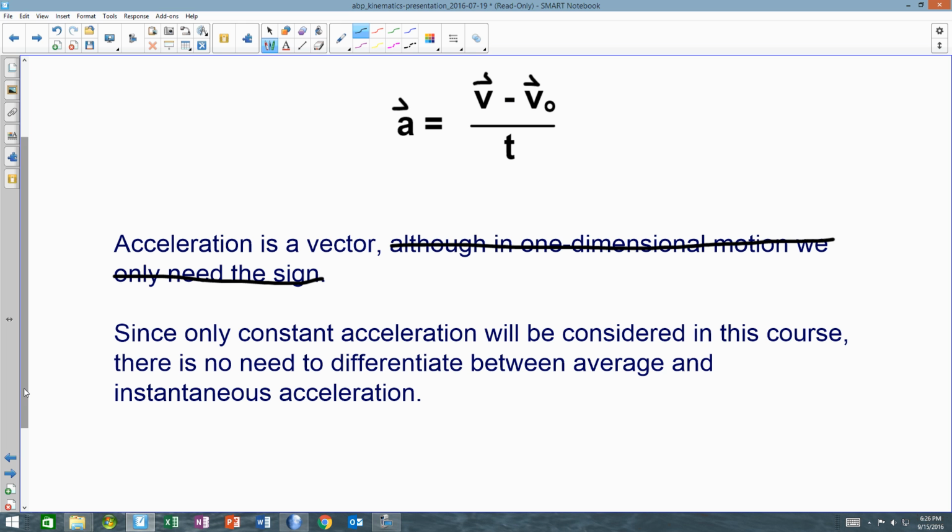Acceleration is going to be constant in this course, so we're not worried about it changing. So we're not going to talk about average or instantaneous acceleration.